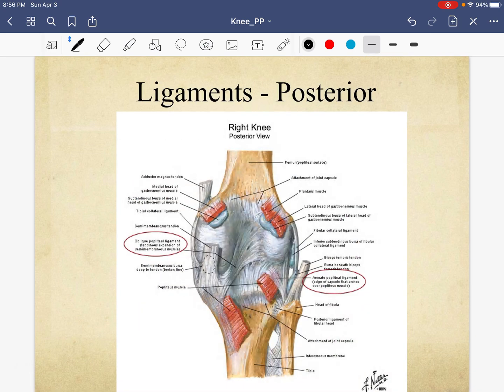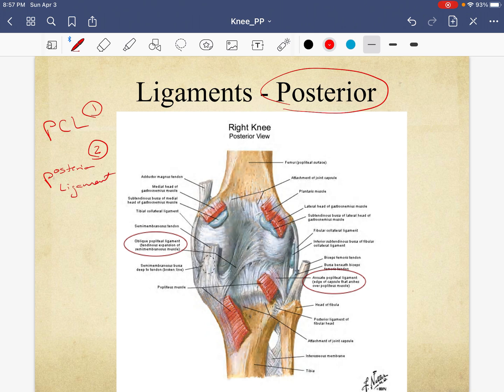What I am going to point out, though, are some of the ligaments of the posterior ligament complex. On the posterior side, of course, we have the posterior cruciate ligament, but there's also a smaller set of ligaments. Our second ligaments on the posterior side of the knee would be part of the posterior ligament complex. You might actually hear that someone has an injury to the posterior ligament complex.